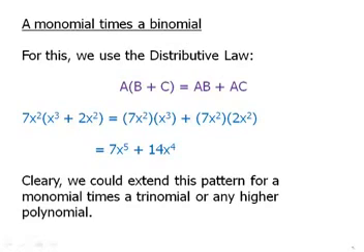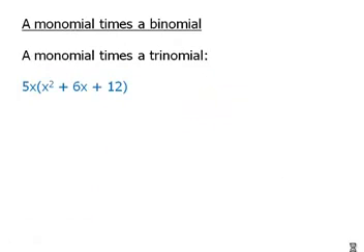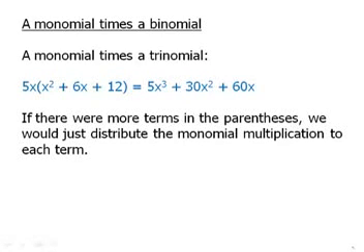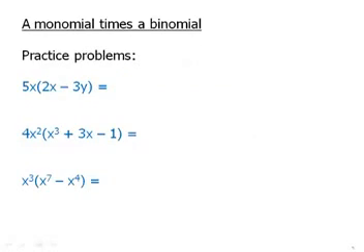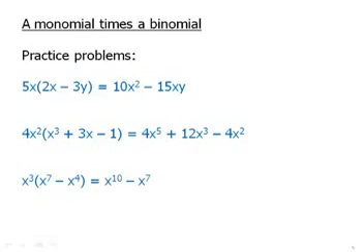Clearly, we could extend this pattern for monomial times a trinomial or any higher polynomial. For example, here's a monomial times a trinomial. We'll multiply that 5x times each individual term, and we'll wind up with this product. If there were more terms in the parentheses, we would just distribute the monomial multiplication to each term. Here are some practice problems. Pause the video here, and then we'll talk about these. And here are the answers.